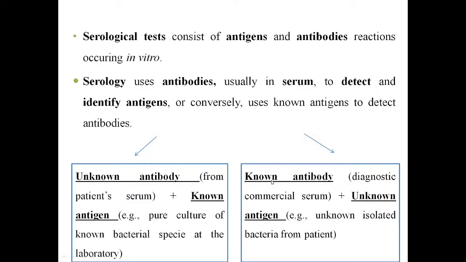Another variant is when we have known antibodies. These are diagnostic commercial sera. They are produced by pharmaceutical companies, pharmaceutical factories, and we can test an unknown antigen. It is bacteria isolated from the patient. If they react with each other, we know what these antibodies are against, which pathogen. We can say the name of the pathogen that caused the infection.